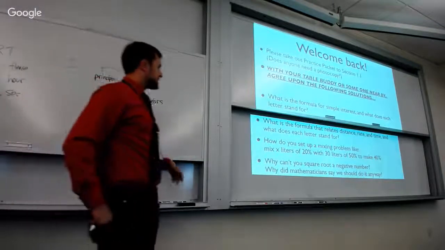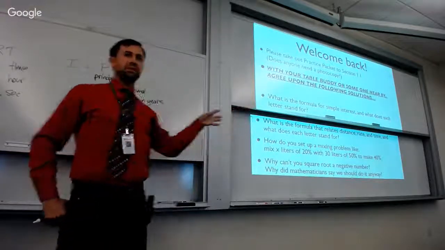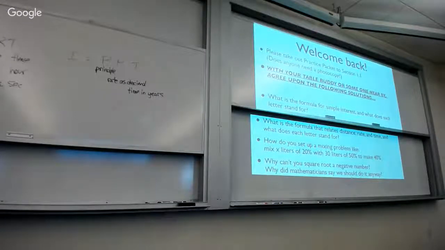Okay, great. How do you set up the mixing problem? Like mix X liters of 20% with 30 liters of 50% to make a 40% solution. How do you set up a problem like that? Someone like to volunteer? Generally speaking, yeah, go for it, Brett. Yeah, absolutely. You'd set up some sort of a bowl or bucket to make sure you know what you're looking at. So in this case, I'm mixing X liters of 20%, and then I'm going to mix 30 liters of 50%, and somehow I need to end up with a 40% solution. So yes, that's a very important way to begin, is to draw a little picture for yourself and your audience.